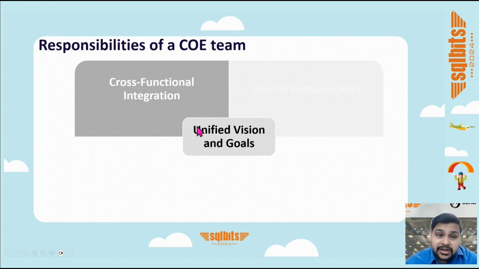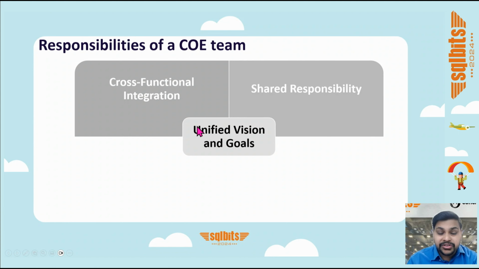Now, the third one is shared responsibility. It's not one person who is talking about the technology. It's about the entire team, the entire organization talking about the same technology. Here leadership comes into a very important role. Leadership is the one who will explain, hey, this is where we are heading, this is our shared goal, we need to achieve this together, right?